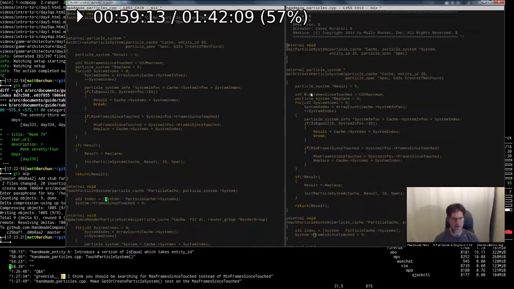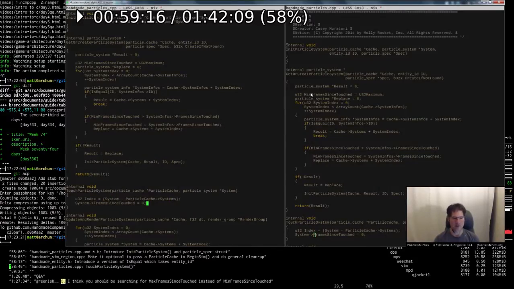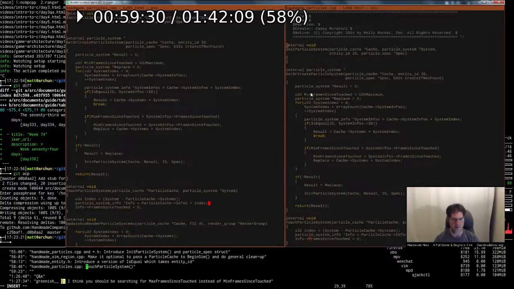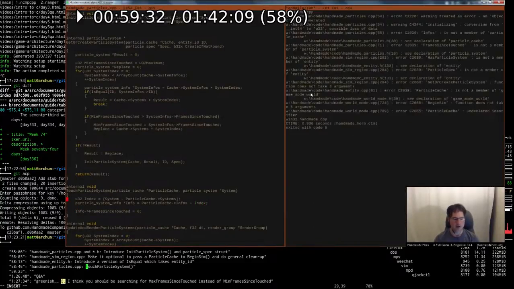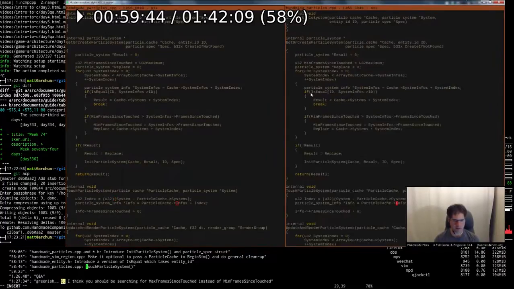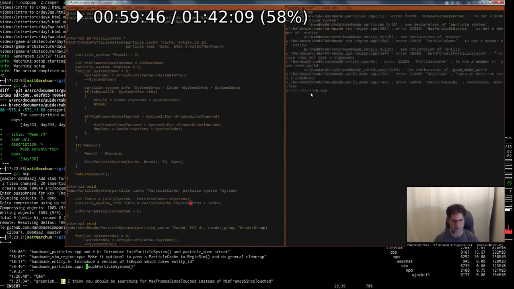So I'm just going to say that's the offset, right? And so then if I want the info, I know I can just do particle system info equals particle cache infos plus index. So yeah. Conversion from inst4, yes. Don't worry, there will not be that many particle systems. And I think this was actually system infos.